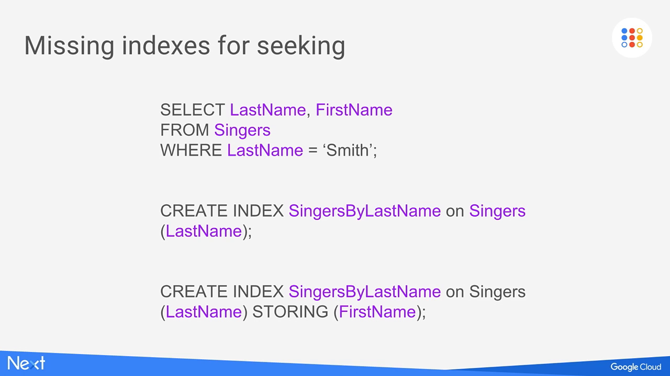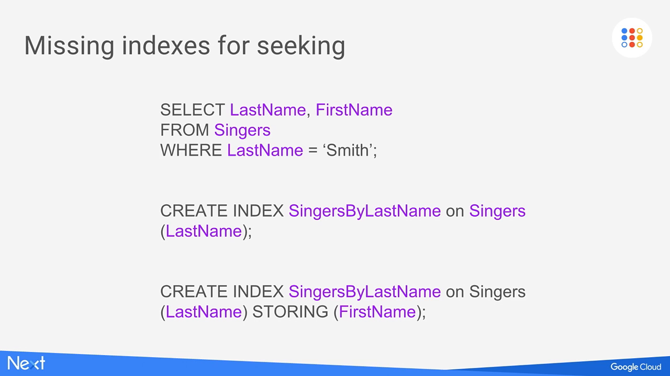So I want to select last name, first name from singers, where the last name equals Smith. Now, the issue here is that I'm not searching on indexed data, so I'm doing a full table scan. So if I want to avoid doing that, I can create an index, singers by last name, on singers, index last name. So this will allow me to more efficiently query the table and pull back that information.